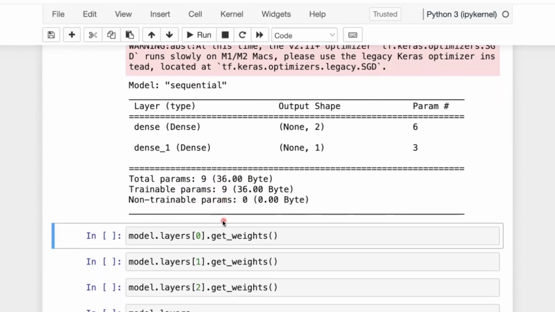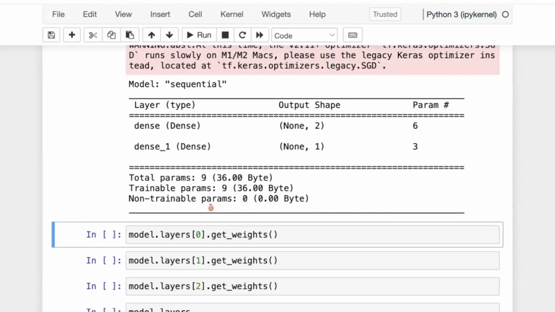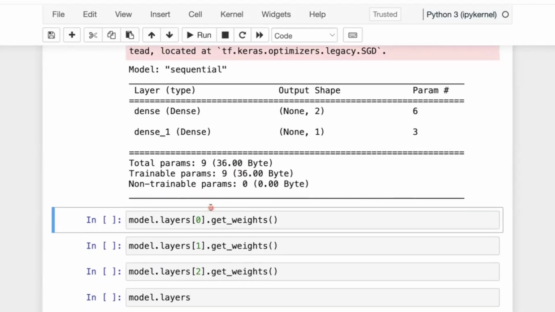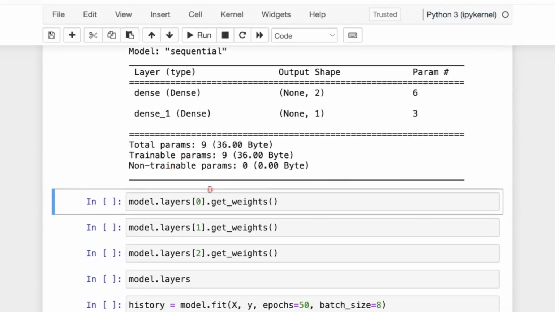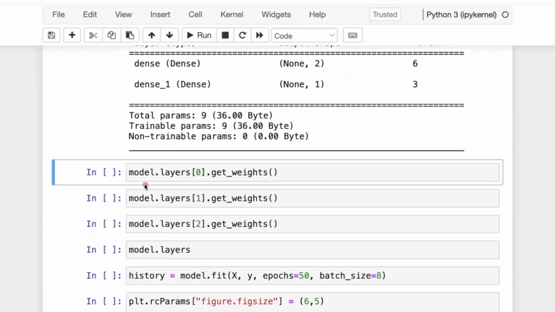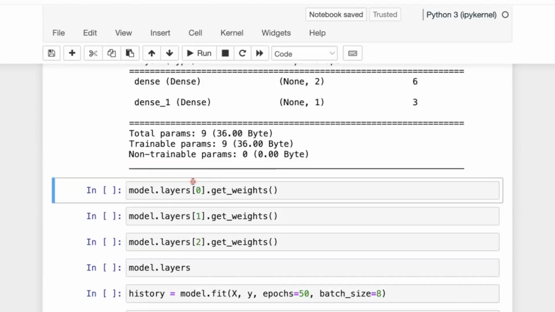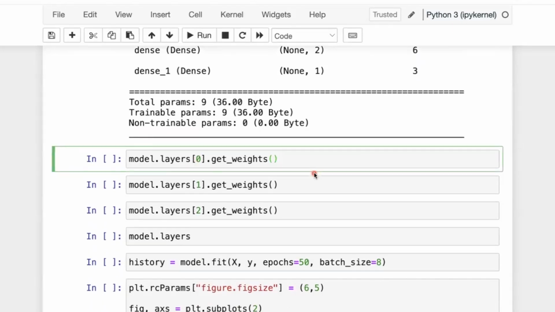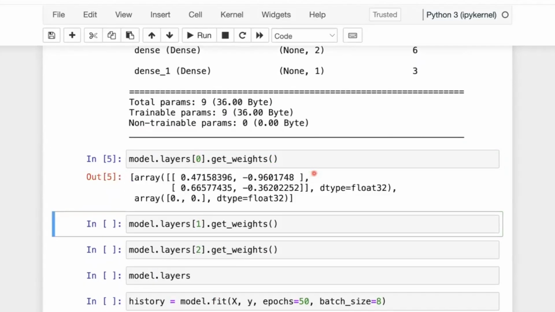And in some cases, you can have non-trainable parameters, parameters that are fixed and we don't want to learn, but that's something more advanced in architectures. Right now, everything is trainable. The nice thing is that you can actually look at model.layers and see what's inside these layers and use this get_weights method.